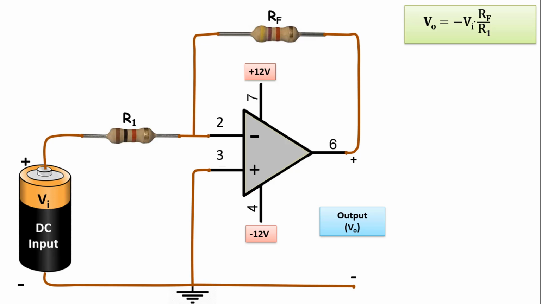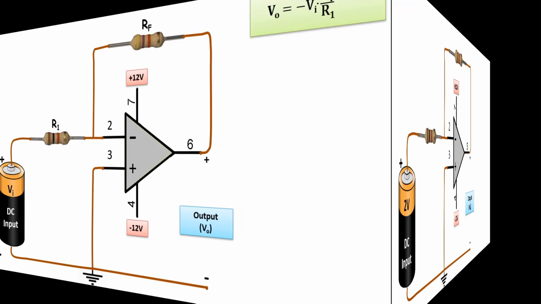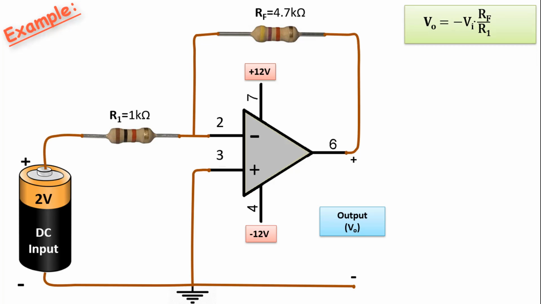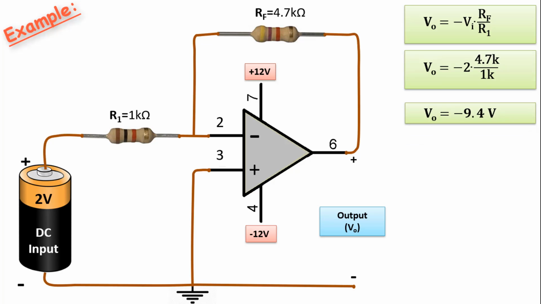We can better understand what we are saying by solving an example. Let the input value be 2 volts DC. Let the resistor values be, for example, R1 equals 1 kiloohm and RF equals 4.7 kiloohms. What is the output value? Our formula is VO equals negative Vi times RF over R1. If we substitute the values, VO equals negative 2 times 4.7 kiloohms divided by 1 kiloohm. If we do this operation, we find the output value as negative 9.4 volts.